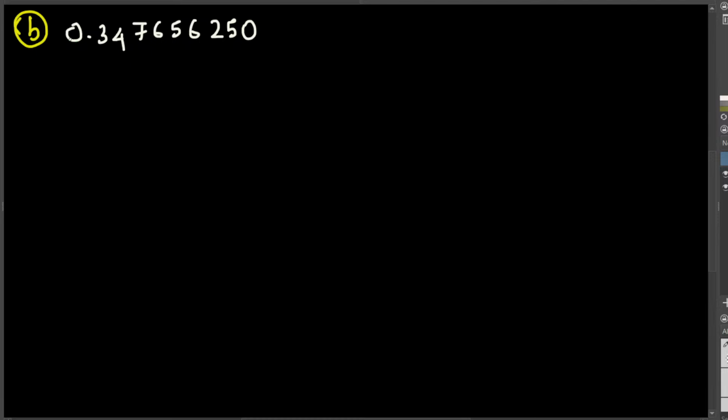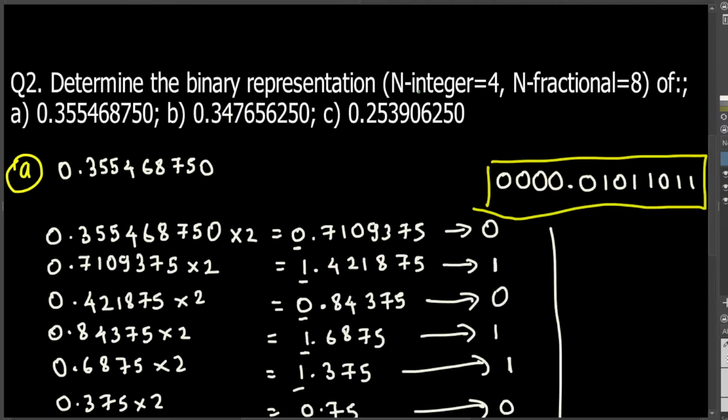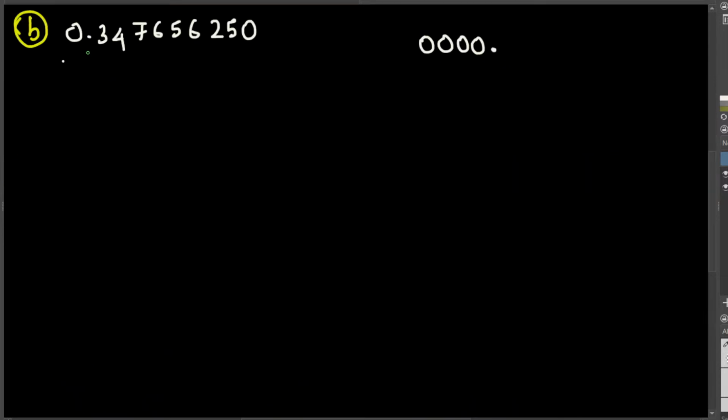Okay, so here again, the whole number, the integer value, is 0. So that's going to be just 4 zeros we put, because they requested 4 bits for the integer. So we put 4 bits. And now what we have to do is convert the fraction into binary.